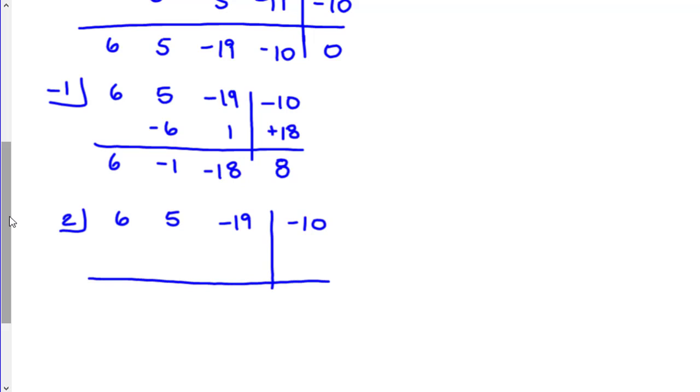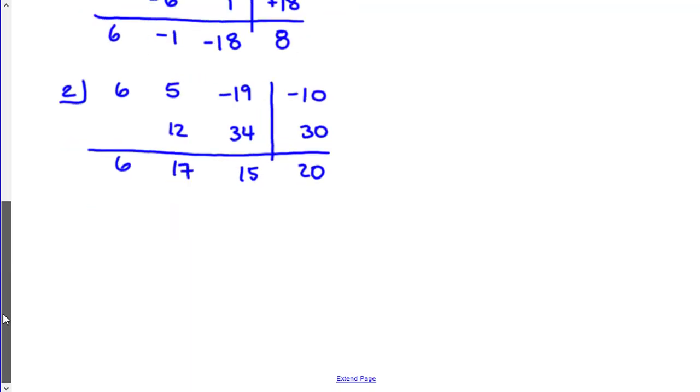So if I bring the 6 down, 2 times 6 is 12. 5 and 12 is 17. 2 and 17 is 34. Negative 19 and 34 is 15. This would be 30 and 20. That's not a 0. All right, so I can also try negative 2.